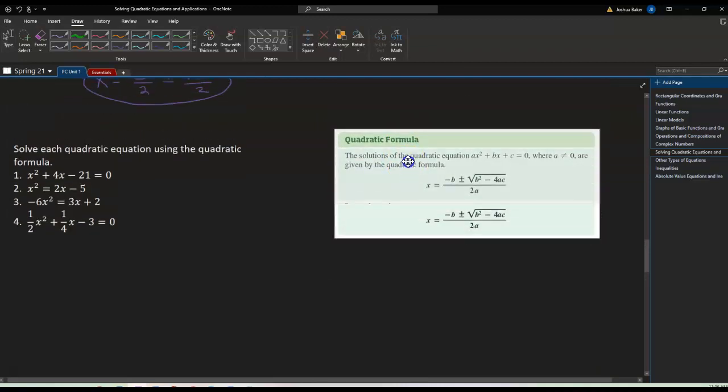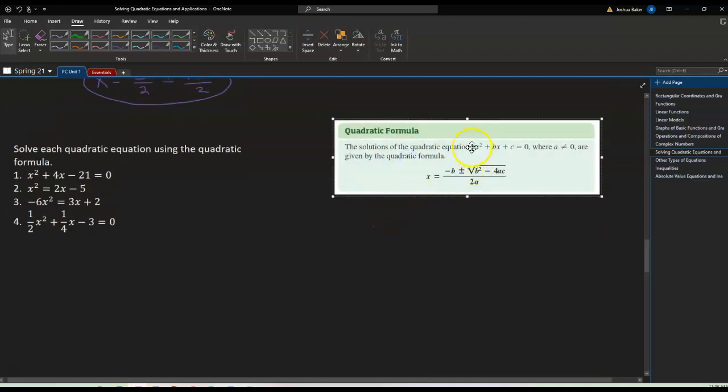Okay. The quadratic formula says if you have something set up in ax squared plus bx plus c form, then x equals negative b plus and minus the square root of b squared minus 4ac all over 2a. That is the way that you can use the quadratic formula to solve a quadratic equation. All right.